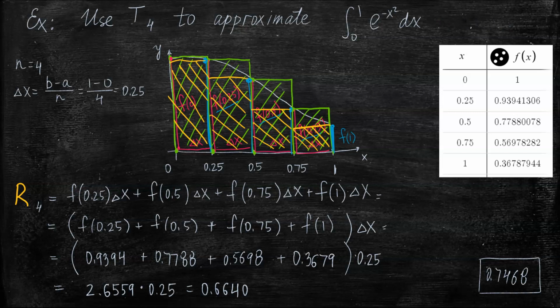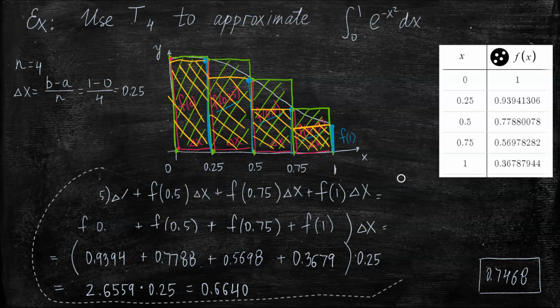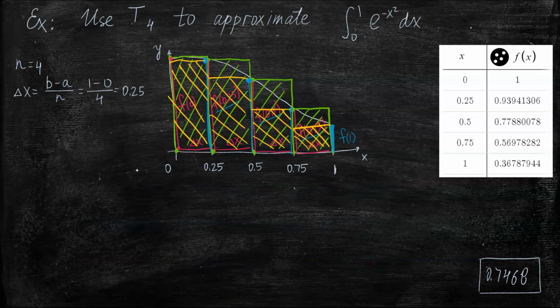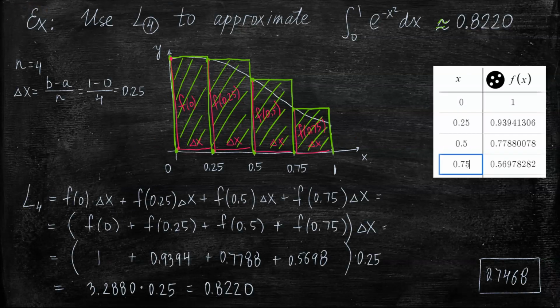And surprisingly, T4 is very easy to compute if you already have L4 and R4. Let me show you how. T4 is simply the average between L4 and R4.